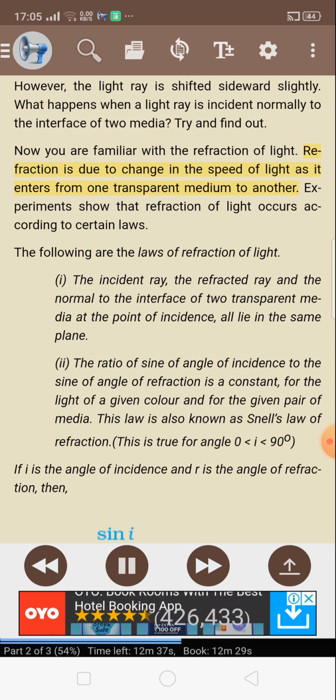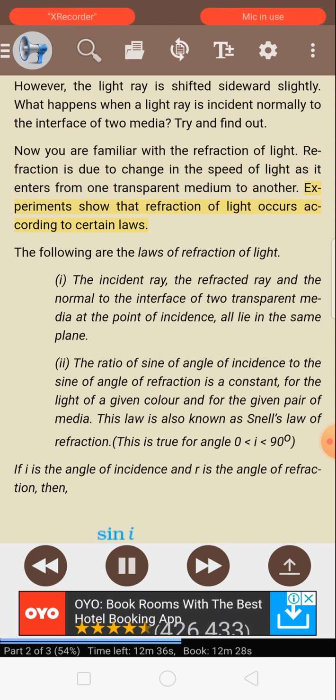Refraction is due to change in the speed of light as it enters from one transparent medium to another. Experiments show that refraction of light occurs according to certain laws. The following are the laws of refraction of light. I. The incident ray, the refracted ray, and the normal to the interface of 2 transparent media at the point of incidence all lie in the same plane. II. The ratio of sine of angle of incidence to the sine of angle of refraction is a constant for the light of a given color and for the given pair of media. This law is also known as Snell's law of refraction.